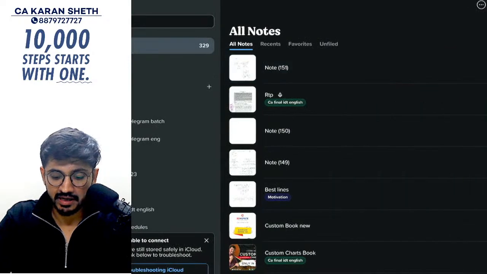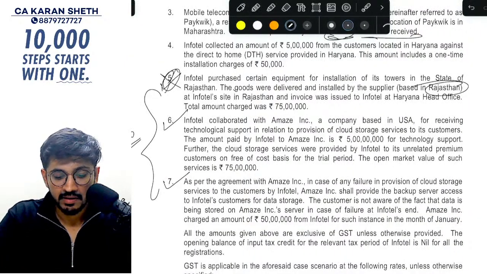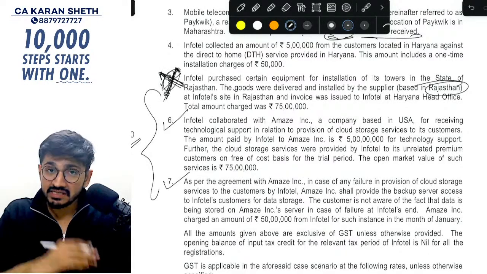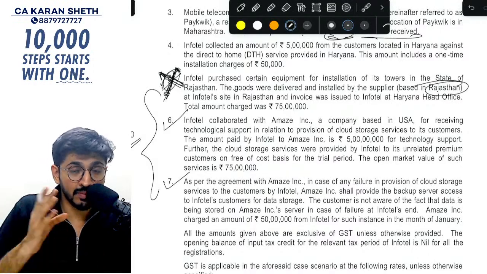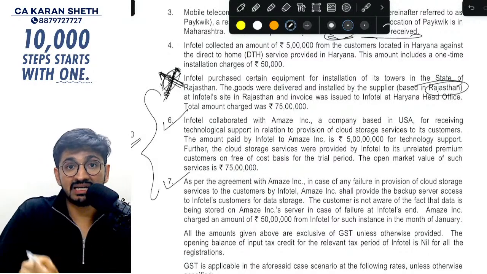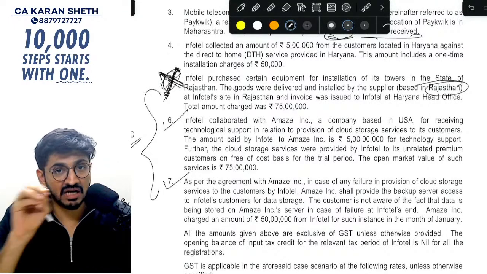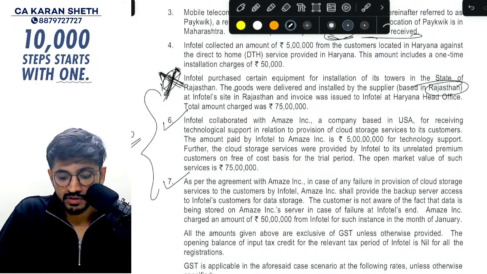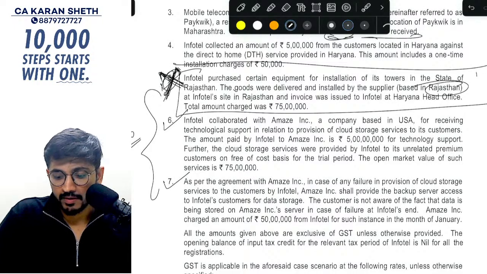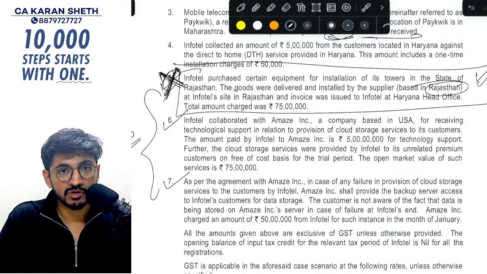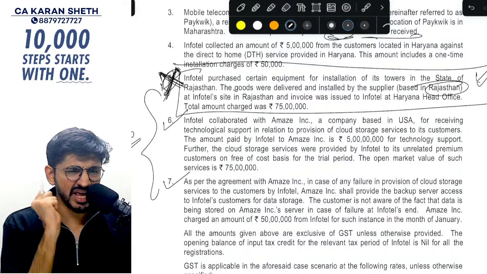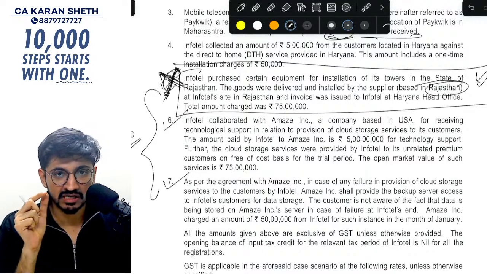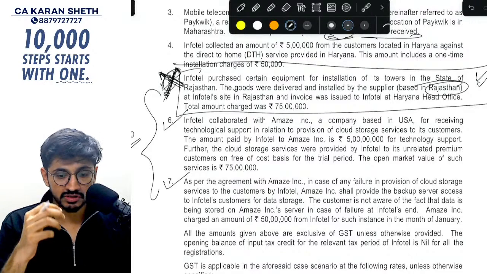Absolutely correct. Which is why you will not get the ITC here because of this technical issue. It is clearly purchased in the course or furtherance of business, but since it is not CGST and Haryana SGST, but CGST and Rajasthan SGST, you will not get the ITC. Are you getting it? I want all of you to focus on this transaction and make sure that if asked in the exam, you are well aware of what the nature of tax is and where the registered recipient is.